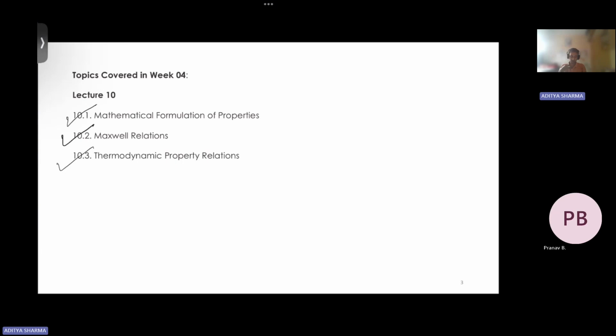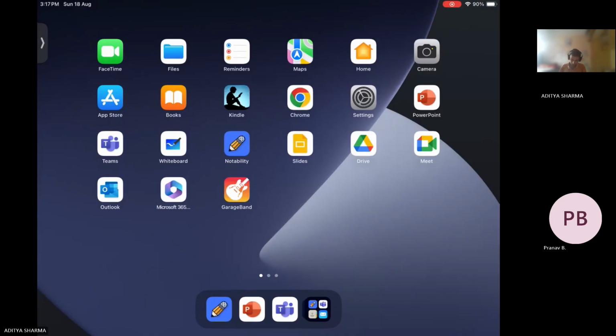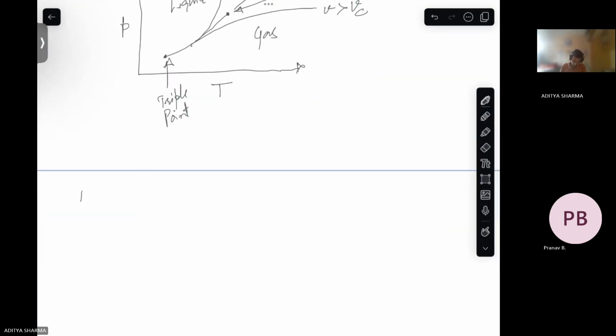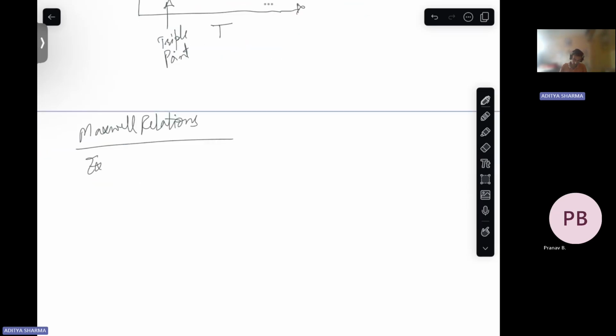Then comes the very important topic of this week, that is Maxwell relations, right? So one by one we shall see how we get our Maxwell relations. Very important topic. Very, very. So to have discussion on Maxwell relations, first we will have a small discussion on exact differentials.